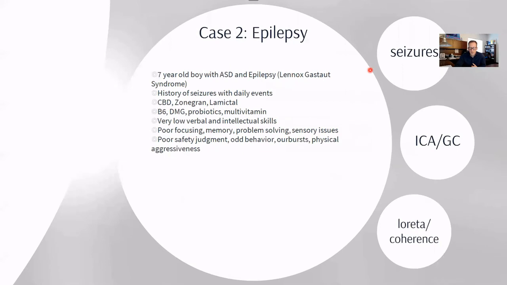Case 2 is a 7-year-old boy with ASD and epilepsy. He has a chromosomal syndrome called Lennox-Gastaut syndrome, which is well known to be essentially untreatable. It's hard to diminish seizures in such a case. He has a history of seizures and they're daily events, actually more frequent than that. They've tried multiple medications, multiple supplements, and he has very, very significant problems in everyday functioning.